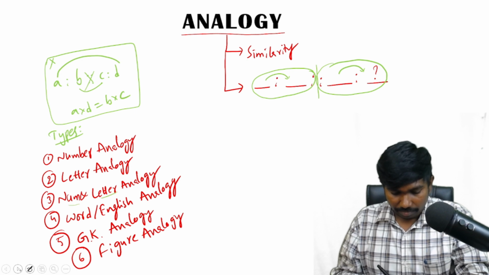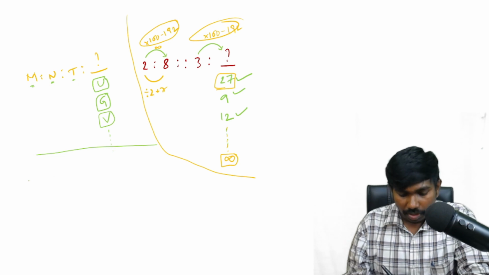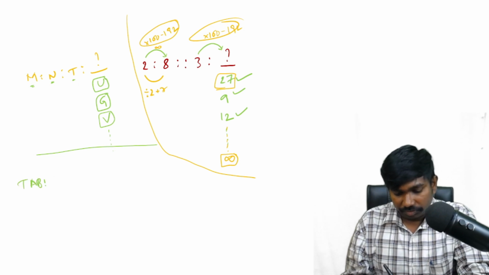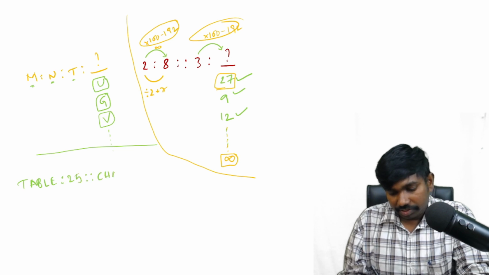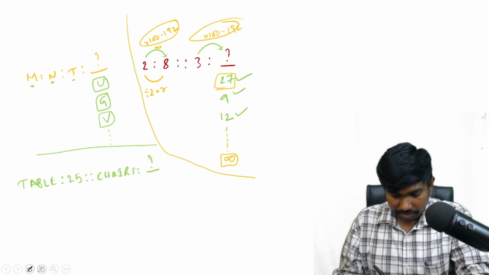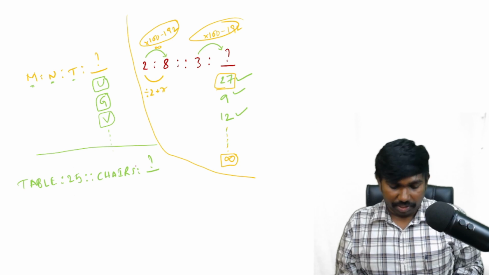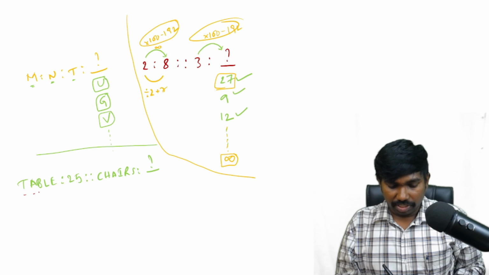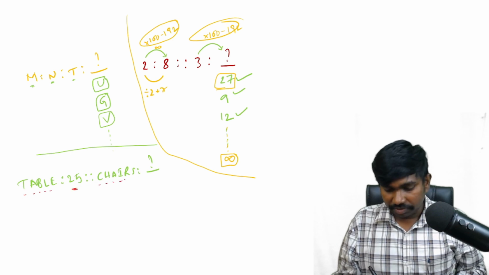Number and letter means it is a combination of both. Suppose table is analogous to 25, then chairs is analogous to dash. If this is the question, then tell me different logics we will get here also. Table consists of 5 letters, so 5 square is 25. Similarly, chairs consists of 6 letters, so 6 square, 36, must be the answer.